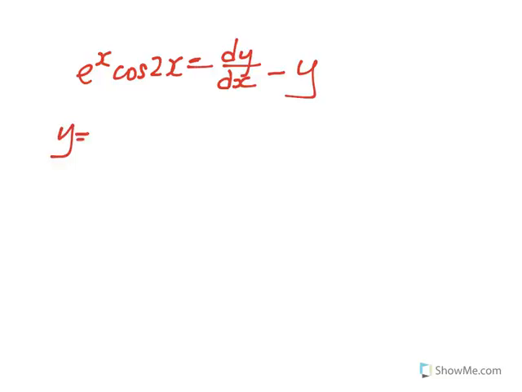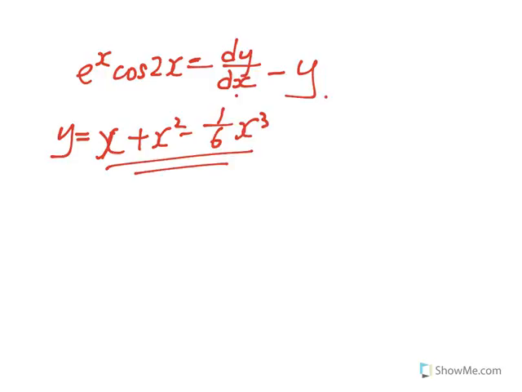So that's the idea. We know that e to the power of x cos 2x can be written as dy/dx minus y, right? Is there any way you can write the Maclaurin series? Yes, it's possible. So what is y? Our y, as we have found, is equal to x plus x squared minus 1 over 6 x cubed. This is the Maclaurin expression for y.